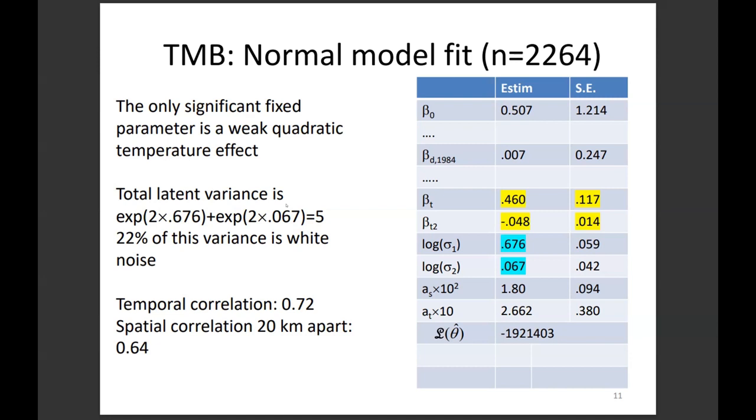The total latent variance is rather large. It's 5, and 22% of this variance is white noise. You can see that. And also you can estimate the correlation coefficient. The temporal correlation between two successive years is 0.72, and the spatial correlation 20 kilometers apart is 0.64. So this is a summary of the model that has been fitted.